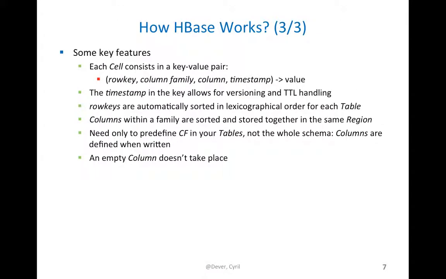Let me conclude on the mechanics behind HBase by specifying a few key features. Each cell consists of a key-value pair, the key being the concatenation of the row key, the column family name, the column name, called column qualifier, or the quali if you want to get fancy, and the timestamp. This timestamp allows for versioning and the time to live feature we already saw in Cassandra. Row keys are sorted in lexicographical order for each table, and columns within a family are sorted and stored together in the same region server.